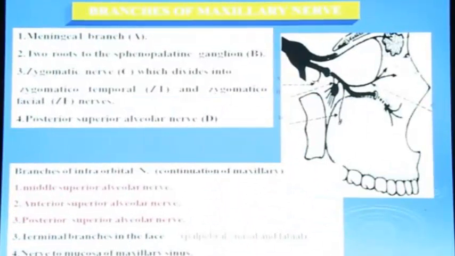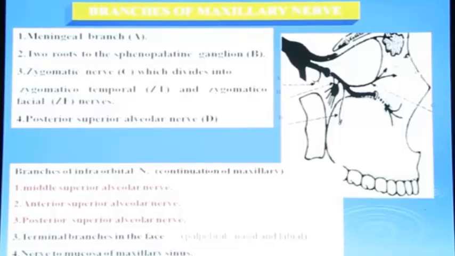What are the branches of the maxillary nerve? We know that all are sensory: the meningeal branch, two roots of the sphenopalatine ganglion, the zygomatic nerve, which divides into zygomaticotemporal and zygomaticofacial, and the posterior superior alveolar nerve.